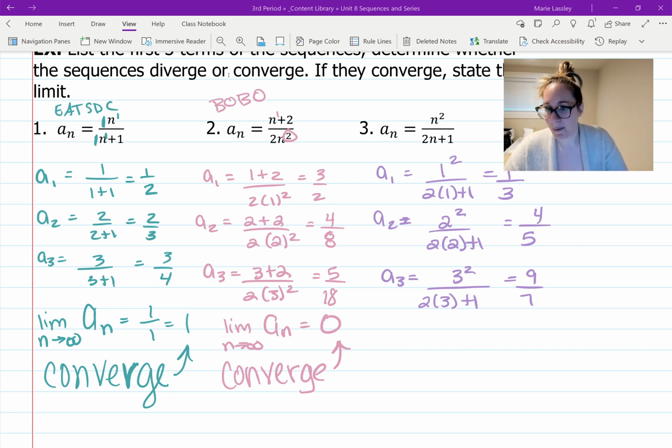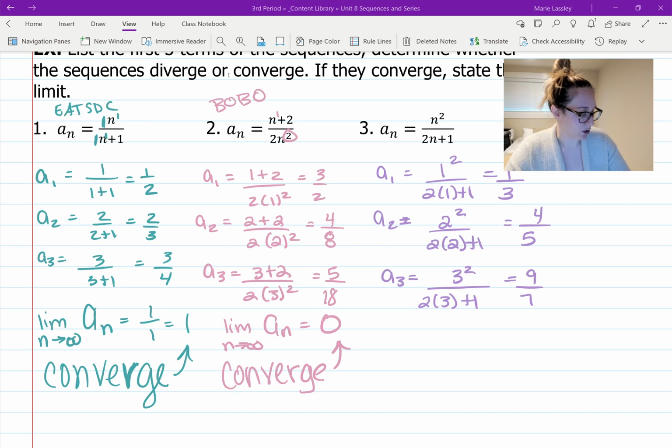And as you can probably guess, the number on the top is going to continue to grow larger because we're squaring it. Whereas on the bottom, we're just multiplying by 2. So that's not going to grow as fast. So these top numbers are going to grow faster than the bottom numbers. So our number's just going to keep getting bigger and bigger, which is an indication that we probably don't have a limit. But let's check our rules.